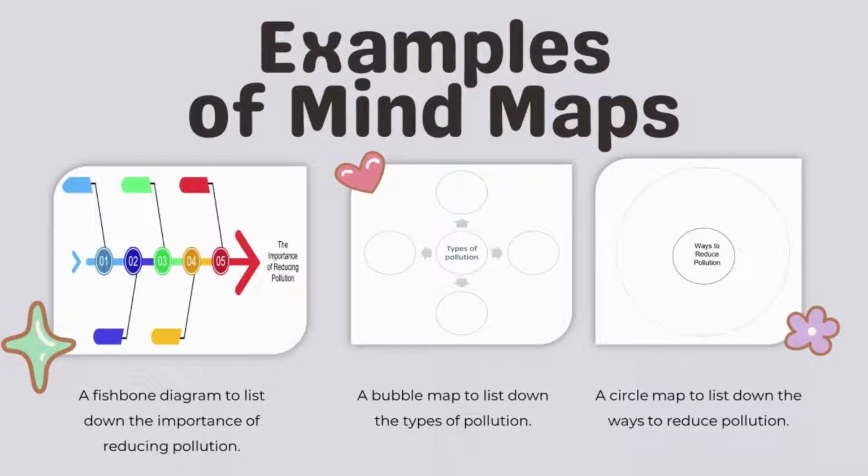These are some of the examples of mind maps that pupils can come up with. Firstly, a fishbone diagram to list down the importance of reducing pollution. Secondly, a bubble map to list down the types of pollution. And thirdly, a circle map to list down the ways to reduce pollution.